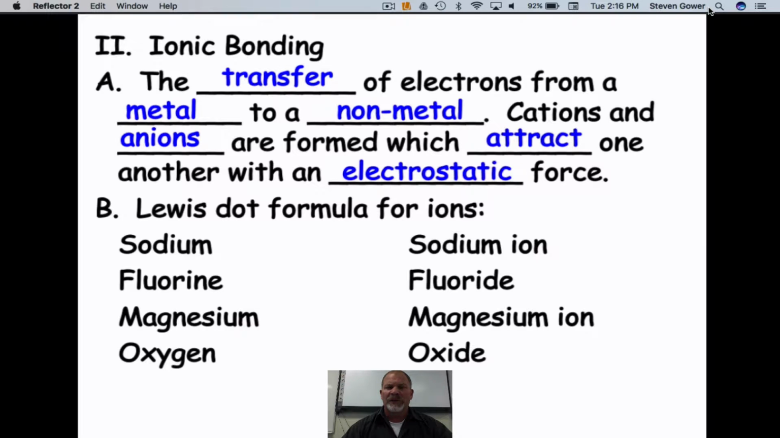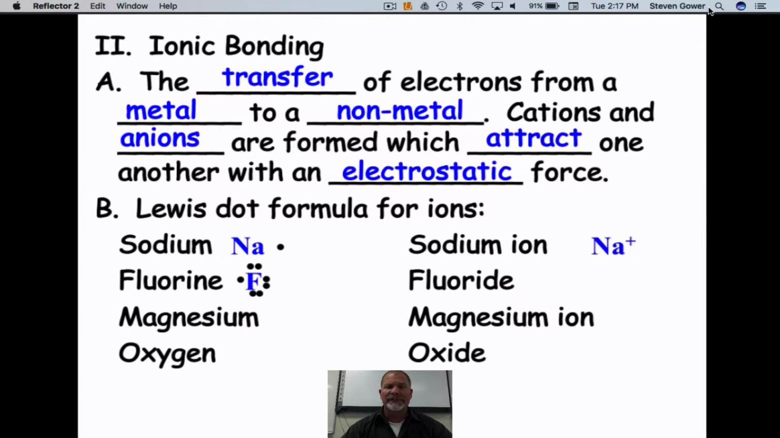Now, drawing a Lewis dot formula for ions is going to be different than it is for our covalent compounds or molecules, and this is the only time we're going to see this until the very end, in preparation for the test. Sodium has one valence electron, in column 1. And the sodium ion, as we memorized with nomenclature, is Na+. Fluorine's in group 17, so it has 7 valence electrons.